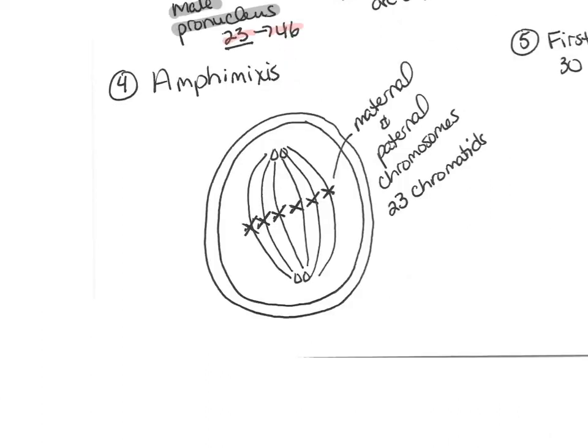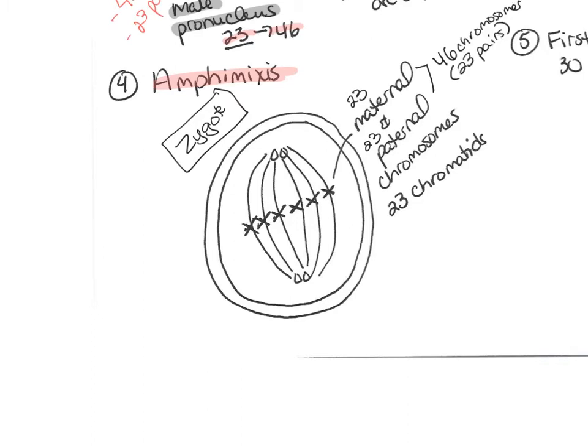This combining is called amphimixis. At this point, the cell is now called a zygote. The zygote contains the normal diploid complement of 46 chromosomes, or 23 pairs of chromosomes. At this point, fertilization is complete, and this is known as the moment of conception.